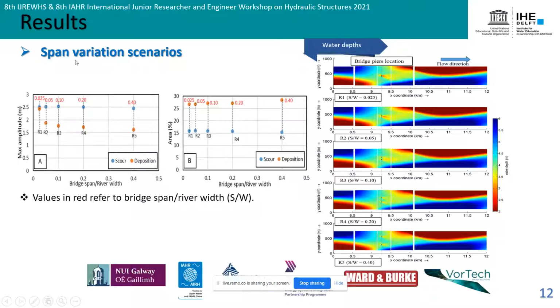From the numerical analysis we can see that increasing the span between the bridge piers reduces the maximum deposition height and slightly increases the area of deposition, while the area of scour and the maximum scour depths are more or less the same. We can notice also that the area of deposition is always larger than the area of scour in all of these simulations.